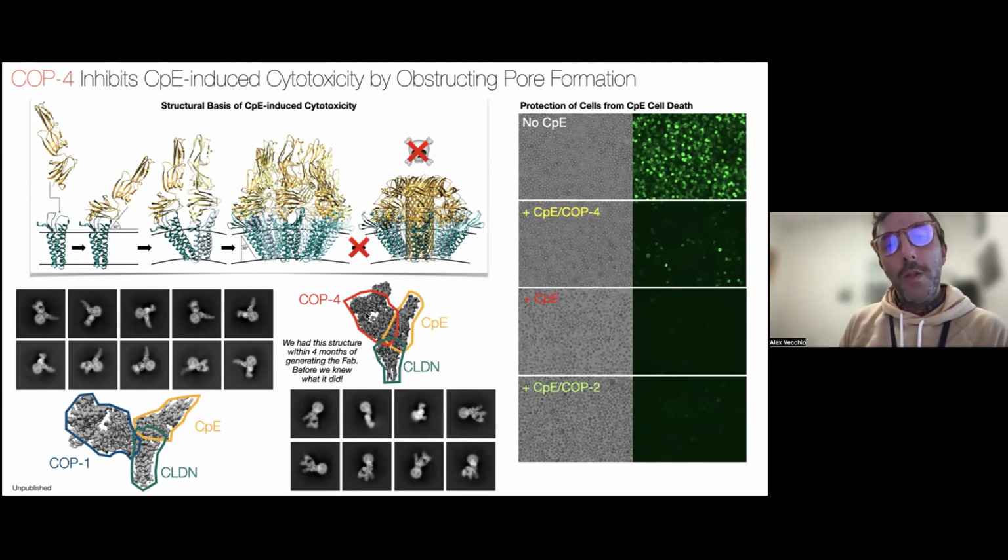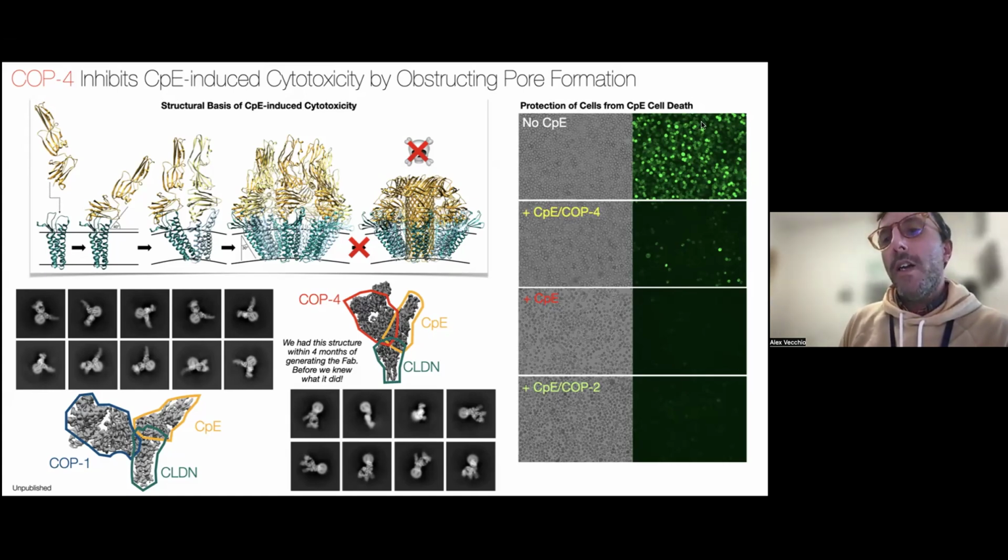And that's just because the platform was already so established. And so once we saw the maps and understood how this Fab bound, we thought, okay, if these structures or these models are correct, this one might actually have obstructing potential. And so again, we tested it with the same exact assay.